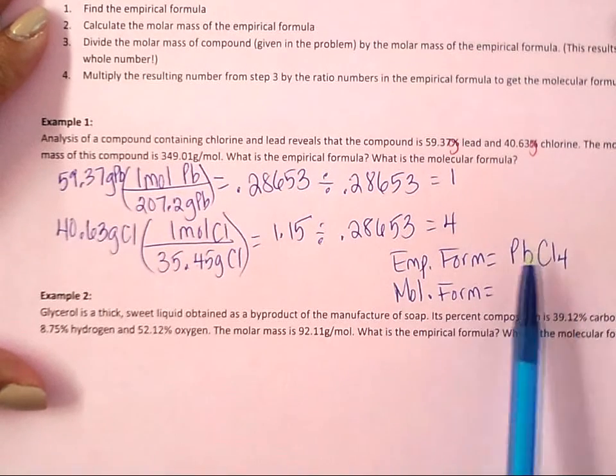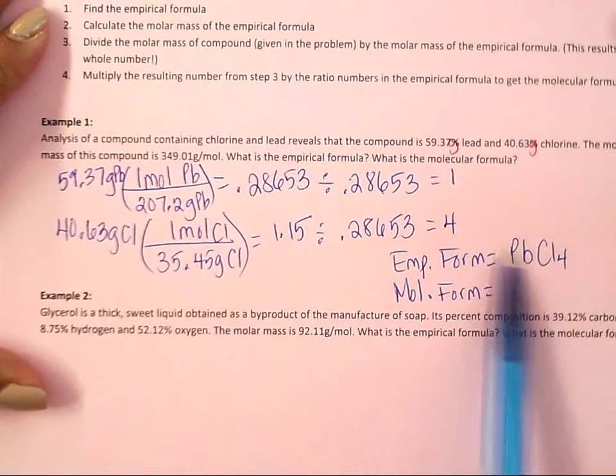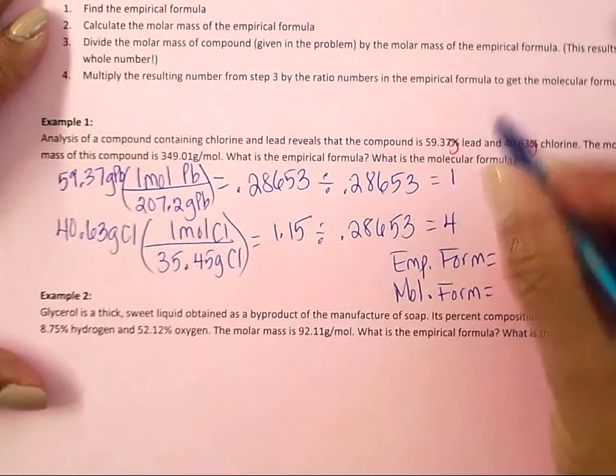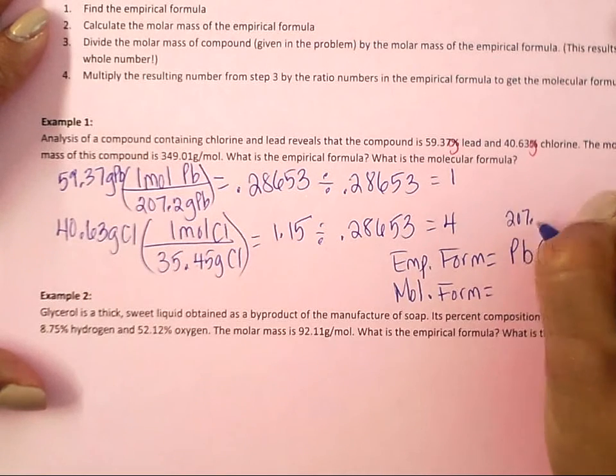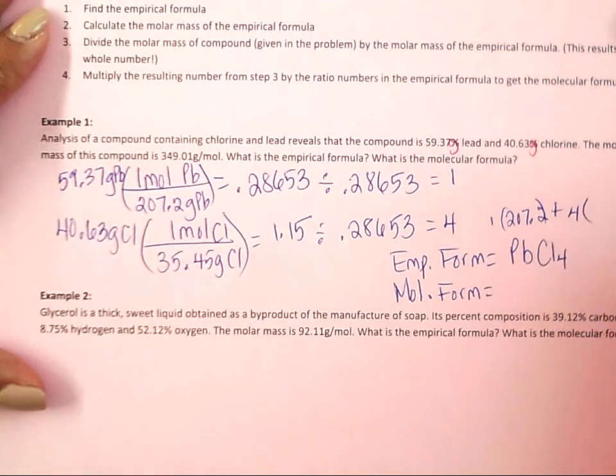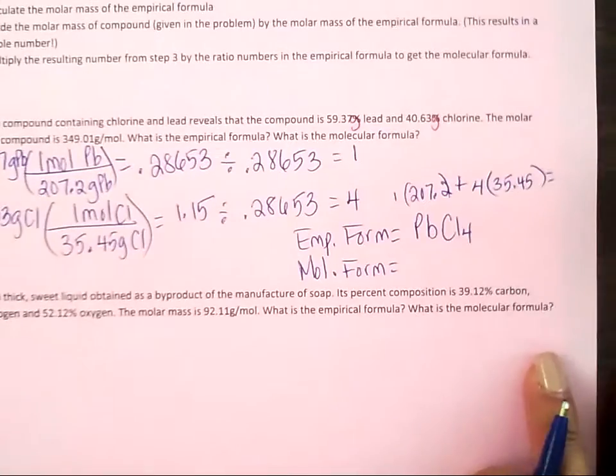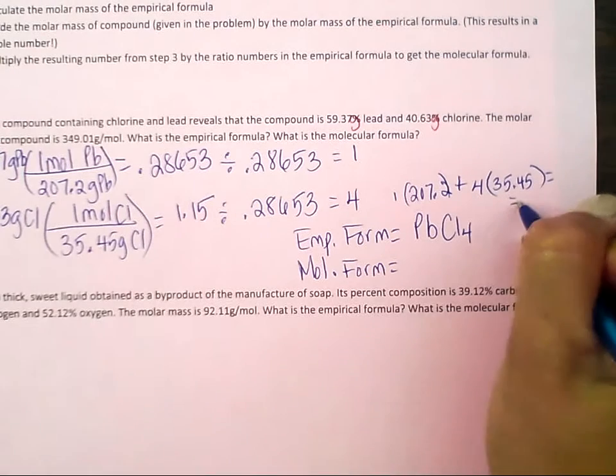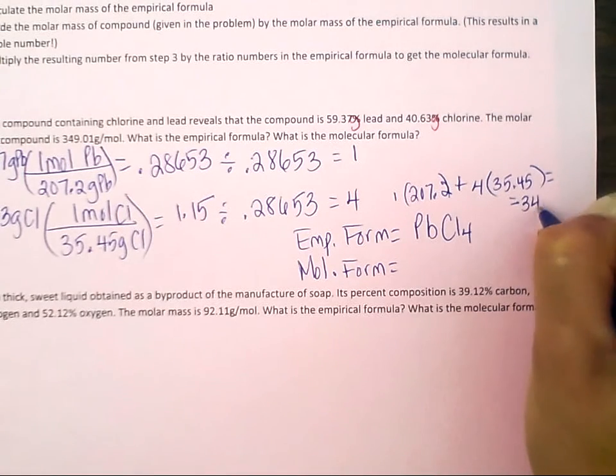Well, if you add this up from the periodic table, you have the 207.2 from the lead, and there's only 1 of them, plus 4 of the chlorine, which are 35.45. When you add them up together, they equal a total of 349.